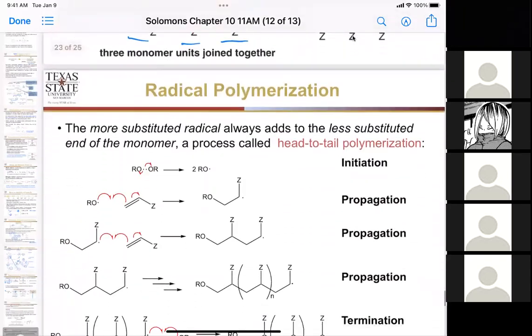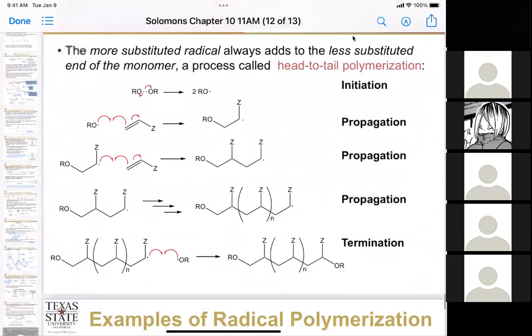Okay. So let's look at the mechanism a little bit more in detail here. The more substituted radical always attacks the less substituted side of the monomer. Okay. So just what I said, our head is going to attack the tail. And so in this case, we can just call the Z radical the head, because it's doing the work. It's going to attack the tail, the less substituted side of a monomer.